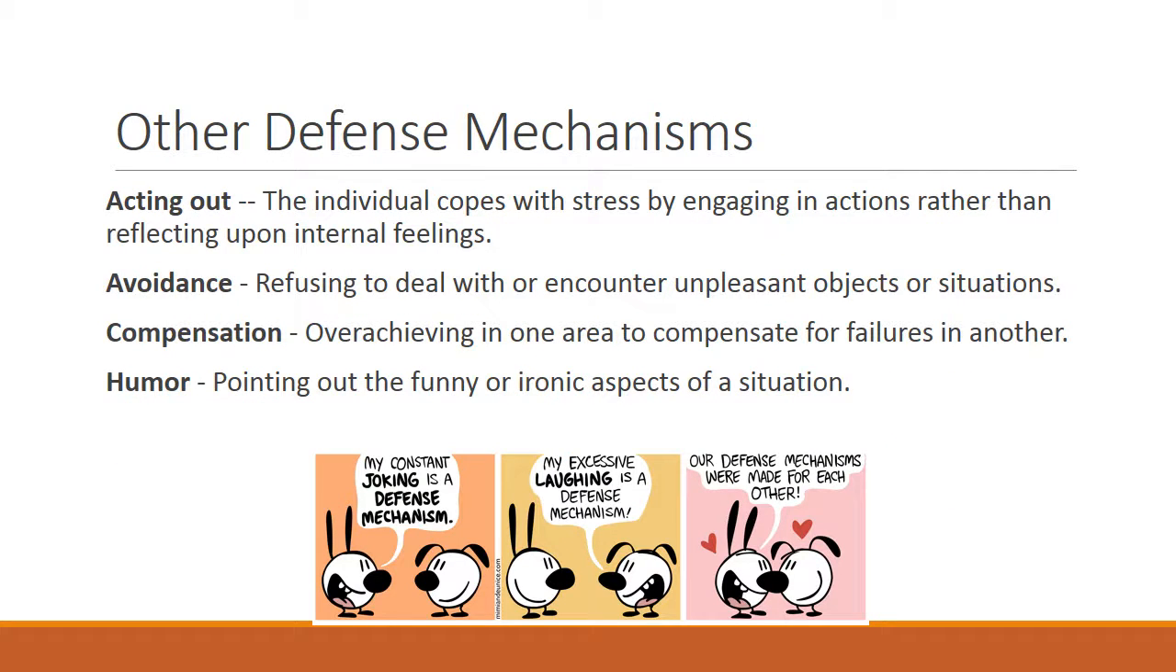So then there are other defense mechanisms which are not quite as complicated. We have acting out. The individual copes with stress by engaging in actions rather than reflecting upon internal feelings. You're really pissed off about something and you punch the wall. Well, you're acting out like a 3-year-old. Other people find out that their partner has cheated on them, so they go to a bar and pick up the first person they get to and have sex with them in a car because they want to get back at their partner.